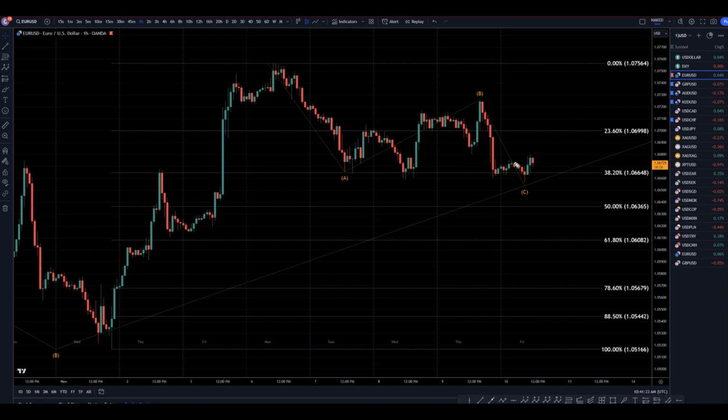If it doesn't hold above structure and it actually rejects this structure right here and goes back down, then it would be pretty obvious that the market has not ended this ABC correction and that we better continue to look for shorts until we get a clear break and hold above structure. So as long as you pay attention to your structure, pay attention to your higher time frames, you should be okay. And really, I would continue to look for shorts until we get that clear break and hold above structure.